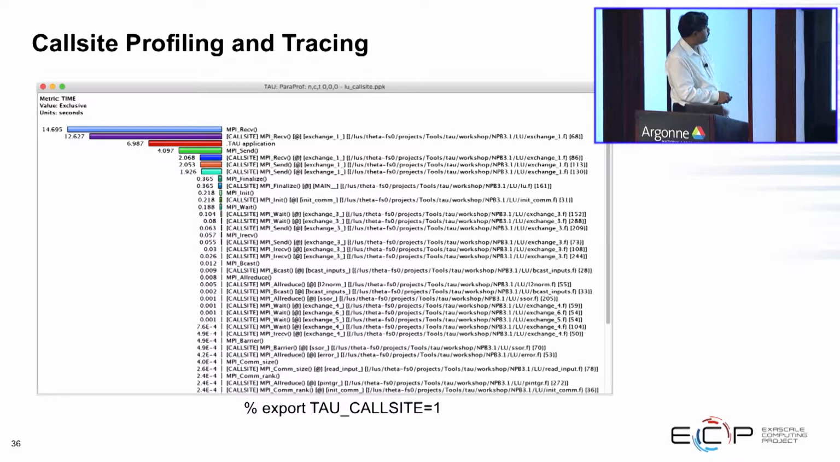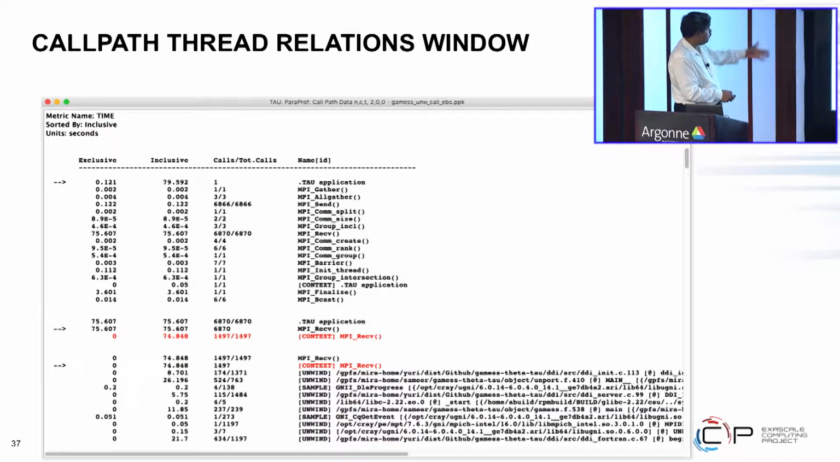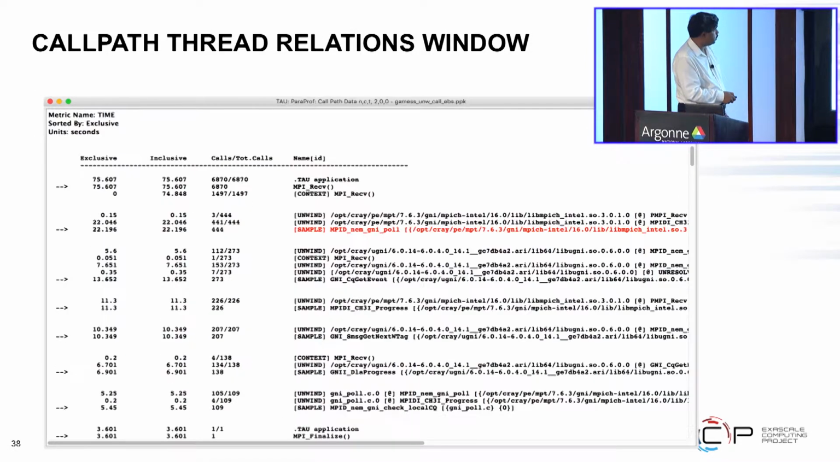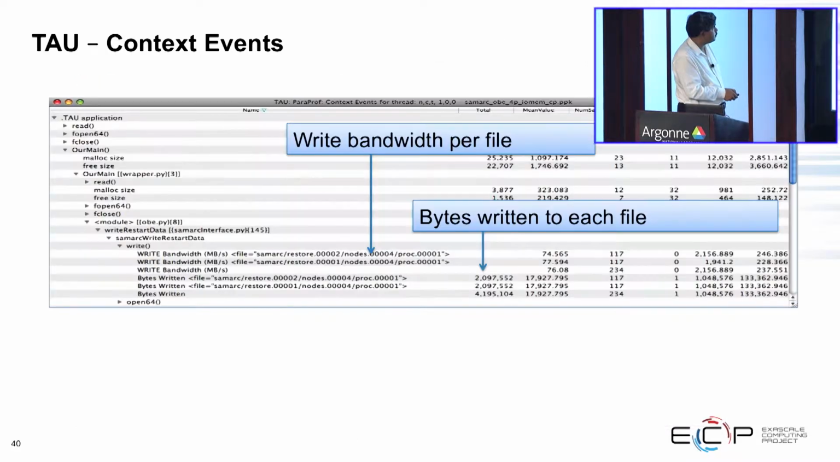Here is a call site profile. Here is the call path thread relations window that I showed you. And you can see where that particular function gets called in its parents. You can see I/O performance data.